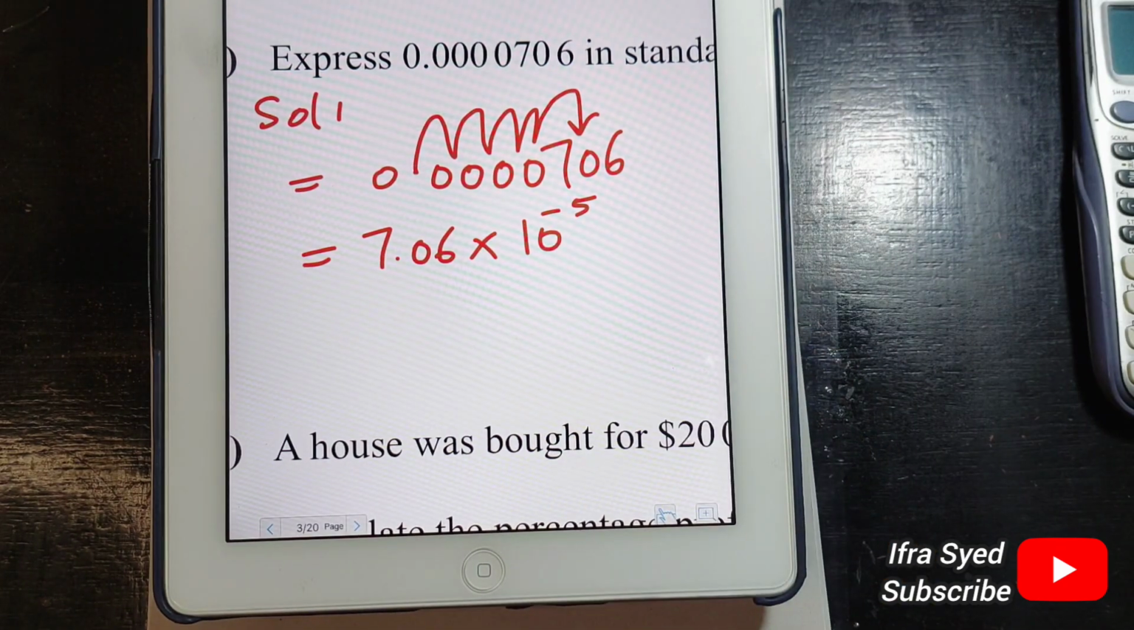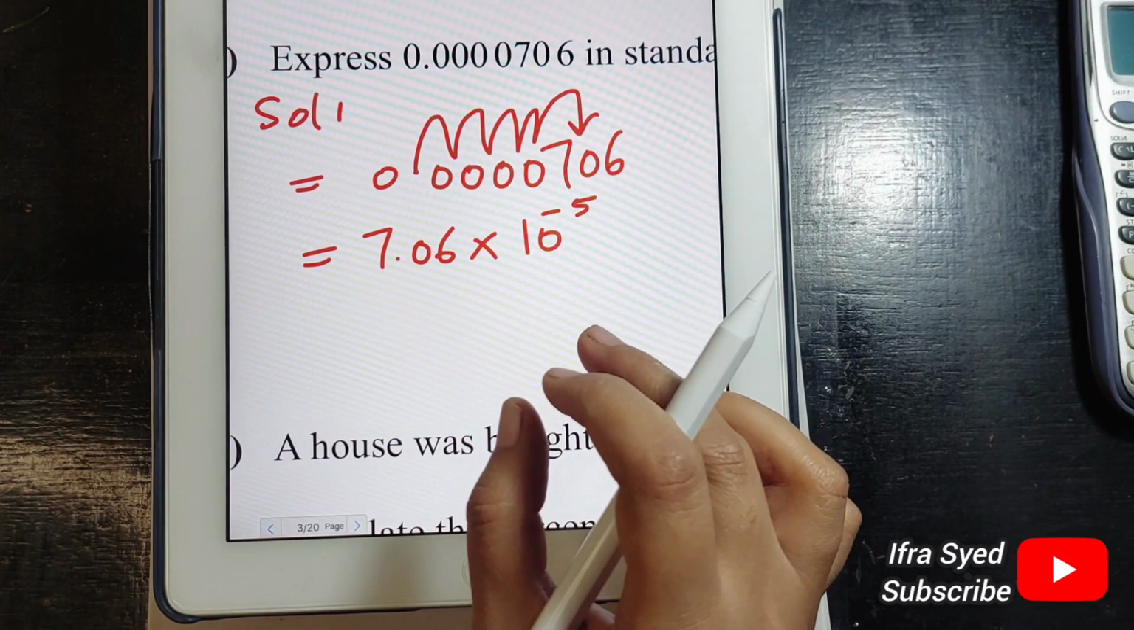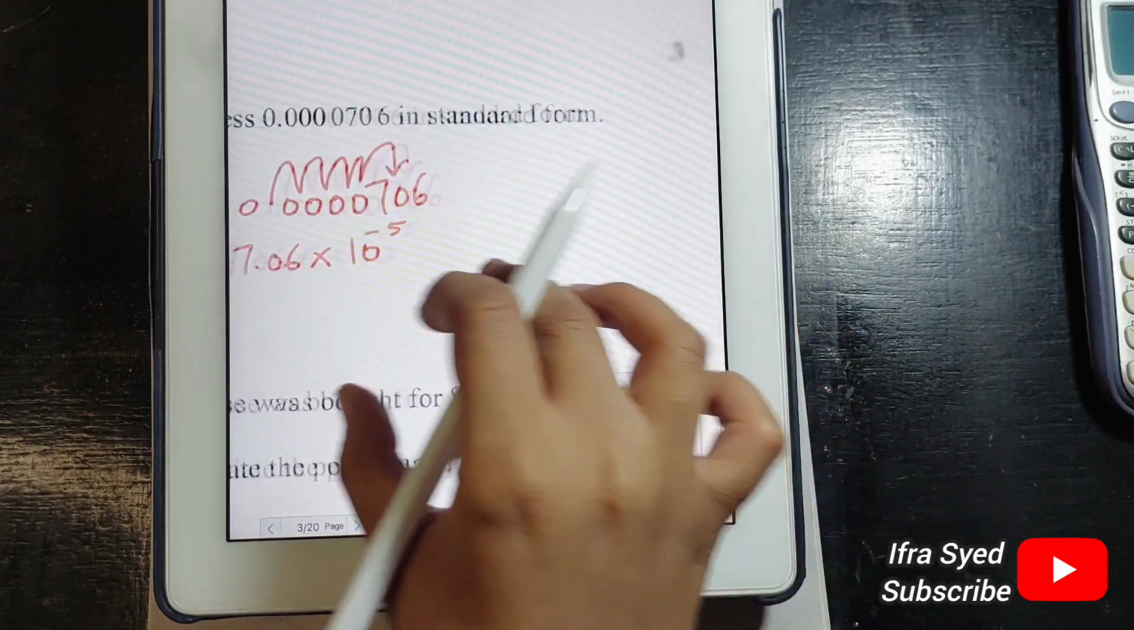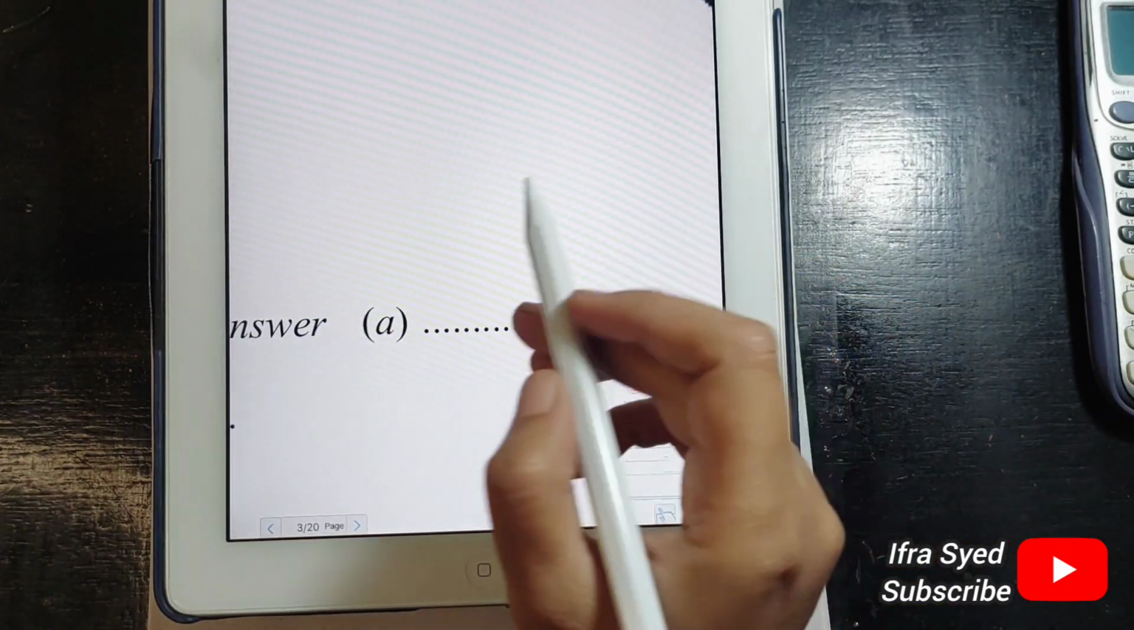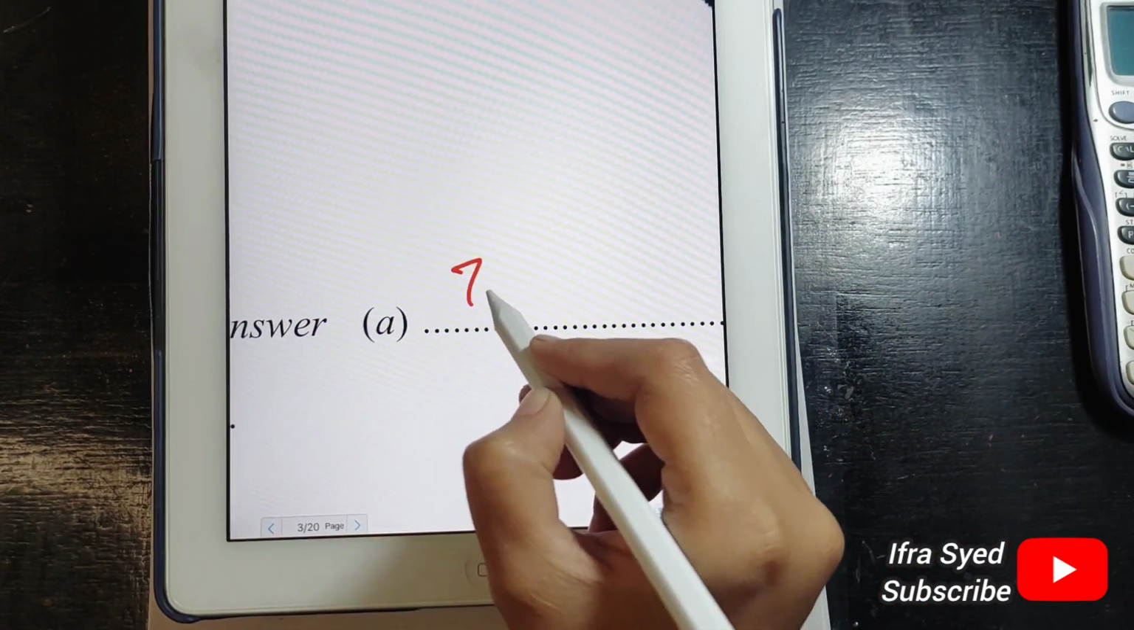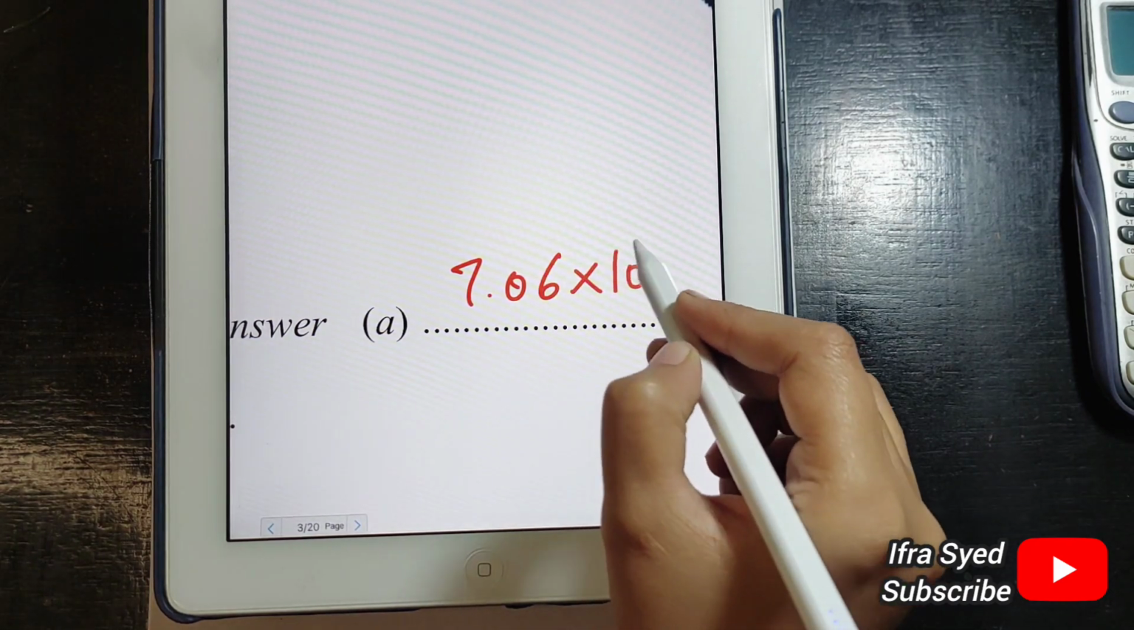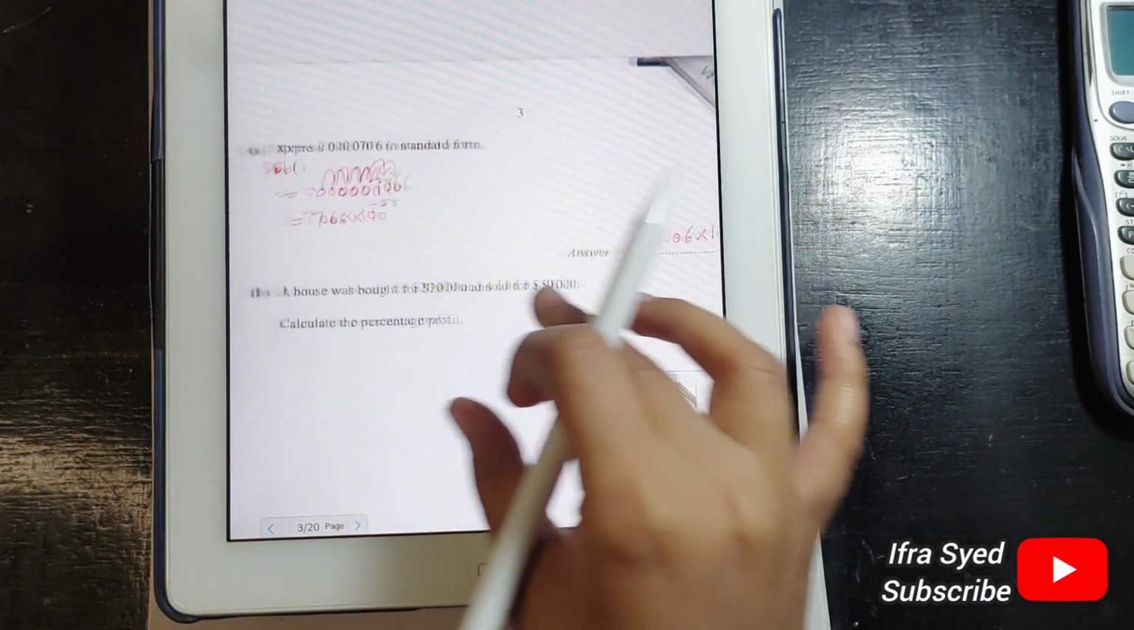When we take jumps from left to right, the power of 10 will be negative, and when we take jumps from right to left, the power of 10 is positive. So this is the answer of A part. Now let's write the answer in the answer box: our answer is 7.06 multiplied by 10 power minus 5.